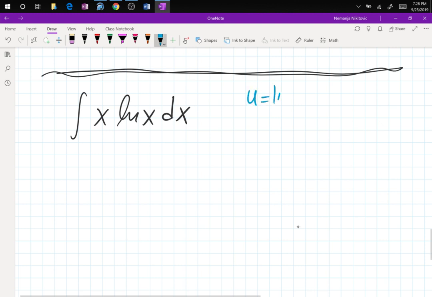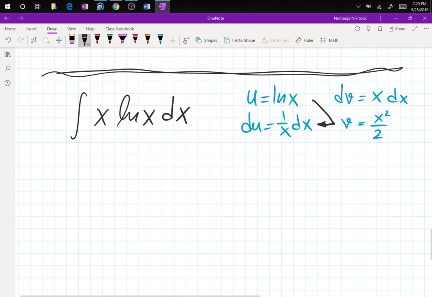So u equals ln x because, guys, you can differentiate anything. You have to focus on dv because you can integrate only certain functions. You can't integrate everything, but you can differentiate anything. So now, what's du? Very good. And what's v? Excellent.